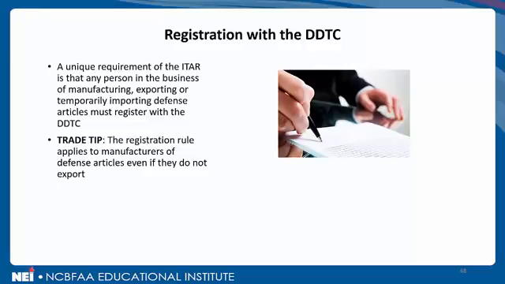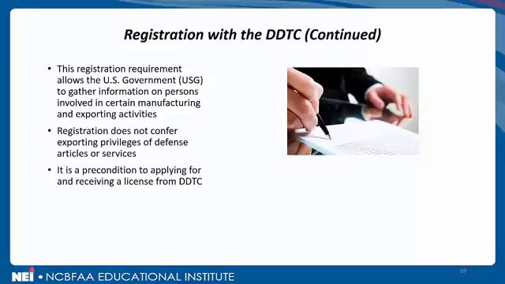So this idea of registration, to reiterate, is unique to the DDTC. Well, why is that requirement even there? This registration requirement allows the U.S. government, USG, to gather information on persons involved in certain manufacturing and exporting activities. The government wants to know who's doing what.